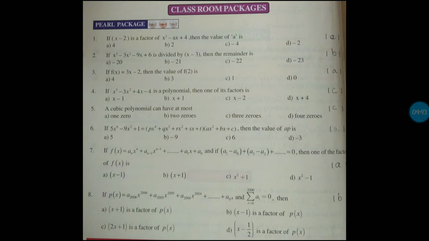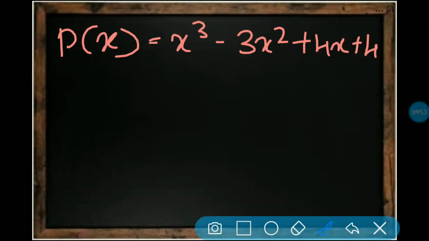Next, the fourth question we will see. If x cube minus 3x square plus 4x minus 4 is a polynomial, then one of its factors is, we have to find that also. So this is the polynomial, okay, they gave it. So we should find one of the factors for it. I would suggest that you go through the options, okay. So it will be easy. Try doing it with all the options. So I checked it. It is C, okay.